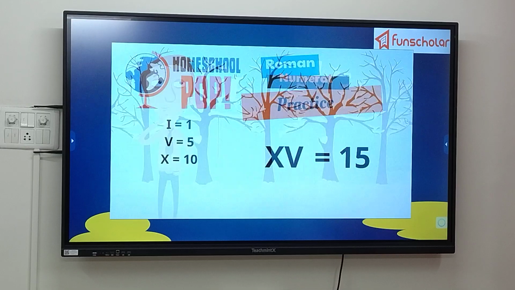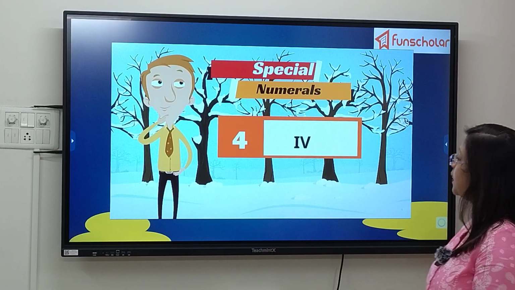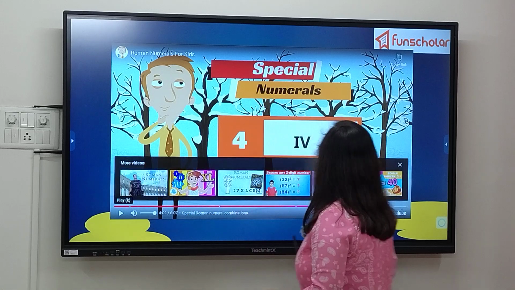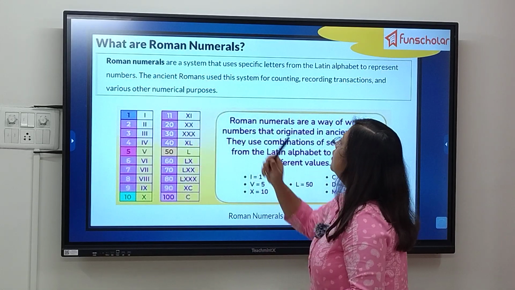Now that we've looked at how to put some of these together, I want to tell you about 2 special numerals that are a little bit different, and so you're going to have to just remember these on their own. The first is the number 4. The number 4 is represented with an I and a V, and the I is before the V. Let's learn it in detail.